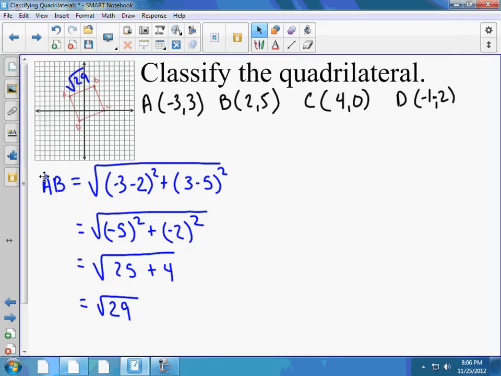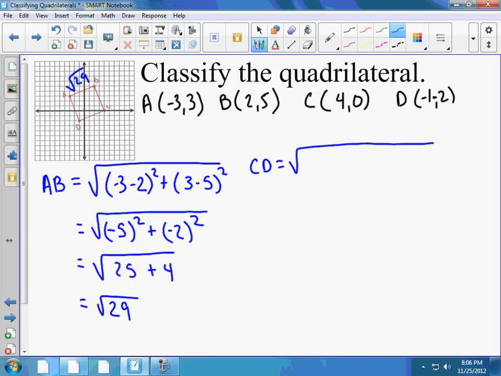Now, I usually move to the opposite side. What's the distance of C to D? Again, use the distance formula. 4 subtract -1 squared plus 0 subtract -2 squared. We should end up with a square root of 29. So we have square root 29 on the opposite side.